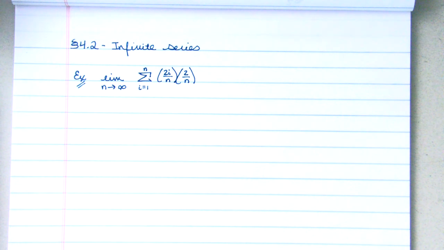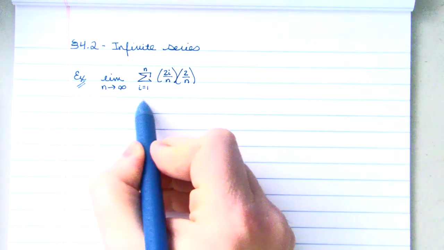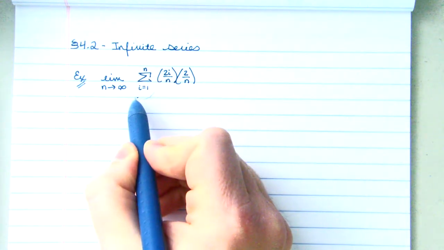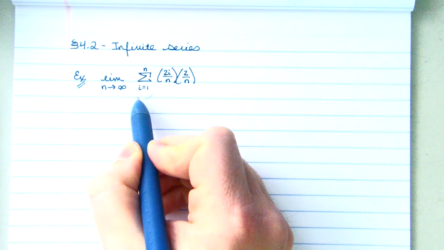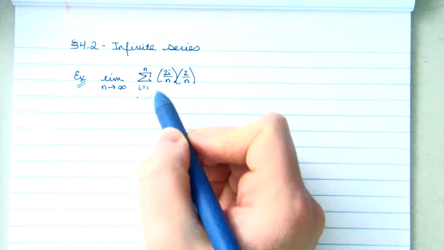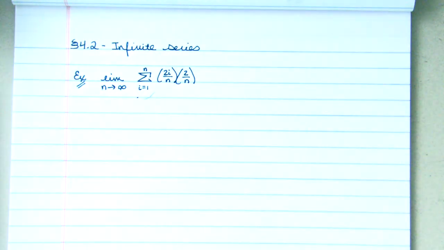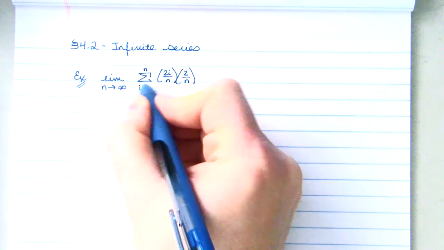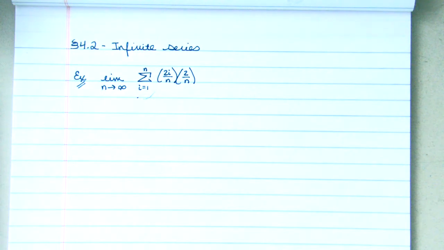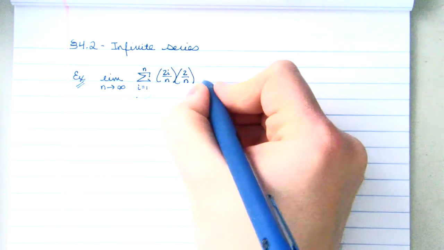I want to try to evaluate this thing. And I guess my first question for you is, as far as the sigma is concerned, what's the variable? Is it i or is it n? I think as far as the sigma is concerned, my variable is the i. n is just some constant that I'll deal with later on.